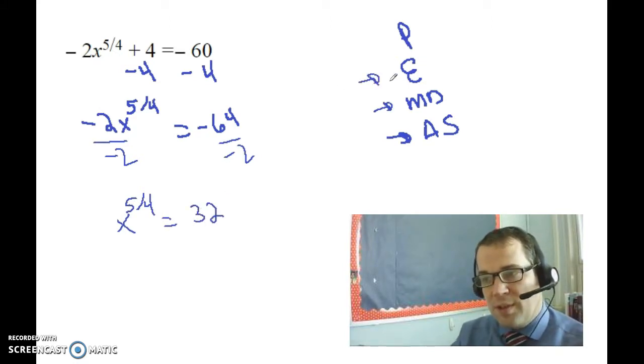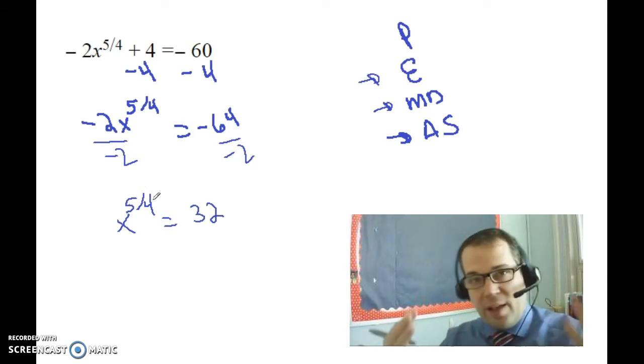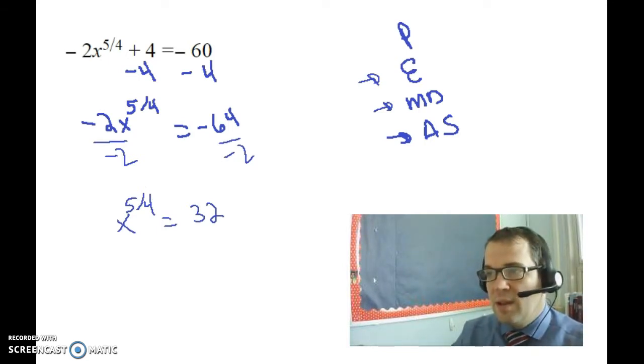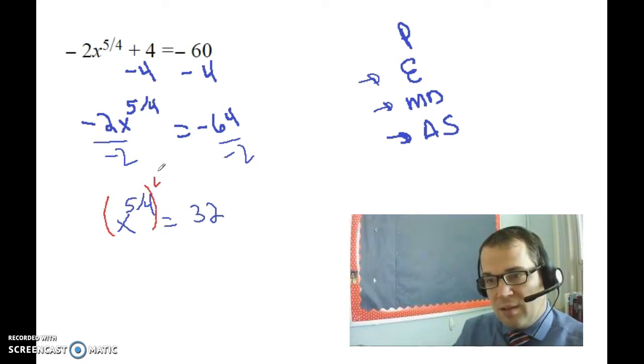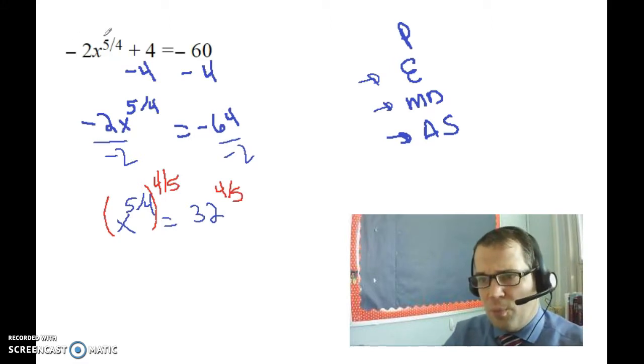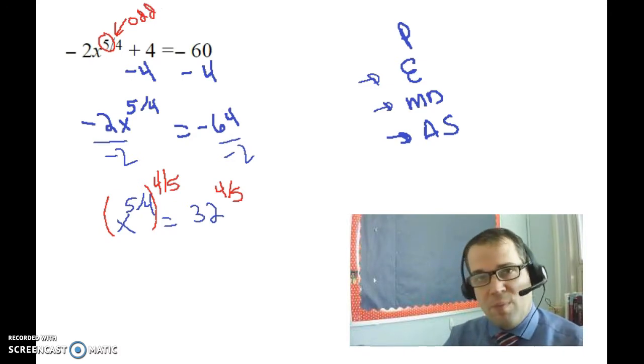Now I'm going to move up one more step to exponents. Here's the new lesson. The way to get rid of an exponent is to use the reciprocal exponent. So I'll take both sides to the 4/5 power. If I look back at that original problem, that numerator is an odd number, so I don't need to bother with a plus or minus this time. That's only when the numerator is even.